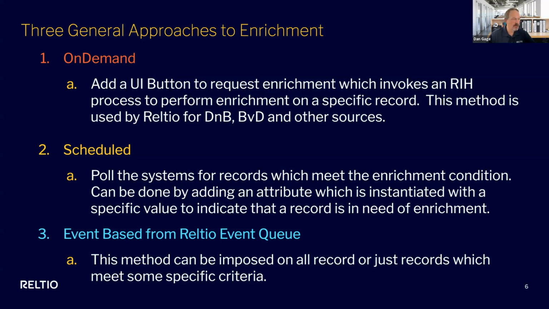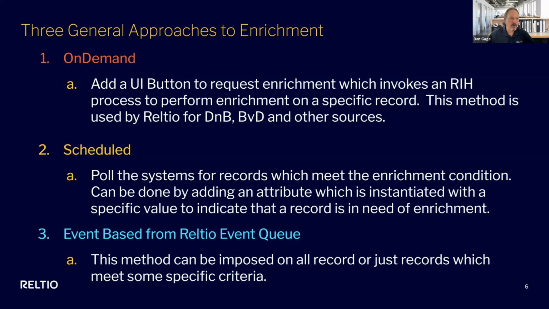So that's what we're going to be doing in our demonstration today. We've added an attribute that says, yes, I want to enrich this record. And when you set that attribute to true, it's going to go out and make an effort to enrich that record. In the third scenario here, we're going to pull from the Reltio event queue.